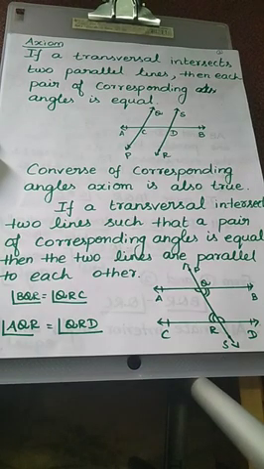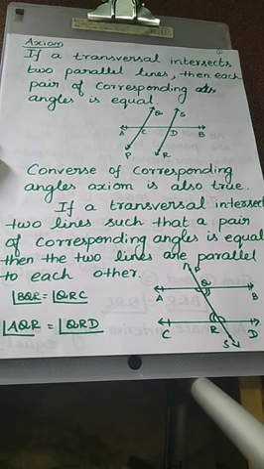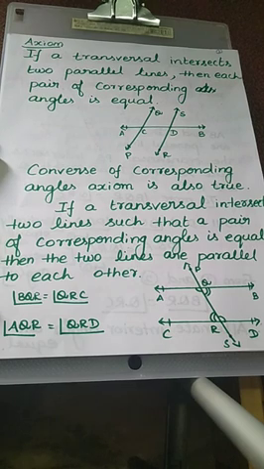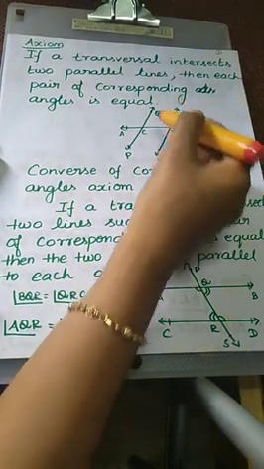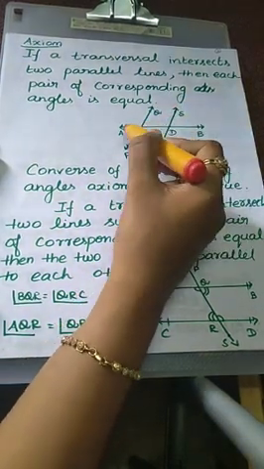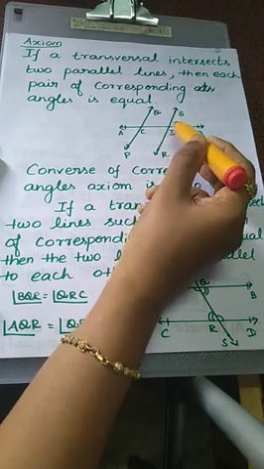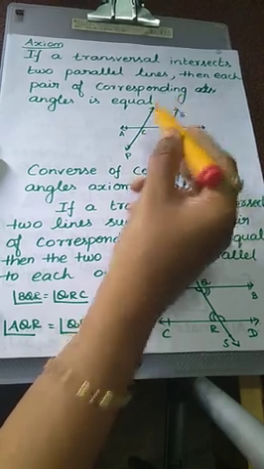Next, we are going to discuss axiom. Actually, what is an axiom? That is a rule or principle. Some principle means we get some conditions. The first condition is, if a transversal intersects two parallel lines, then each pair of corresponding angles is equal. These are the two parallel lines, PQ and SR. The line AB intersects the parallel lines at C and D. So, the corresponding angles are equal.